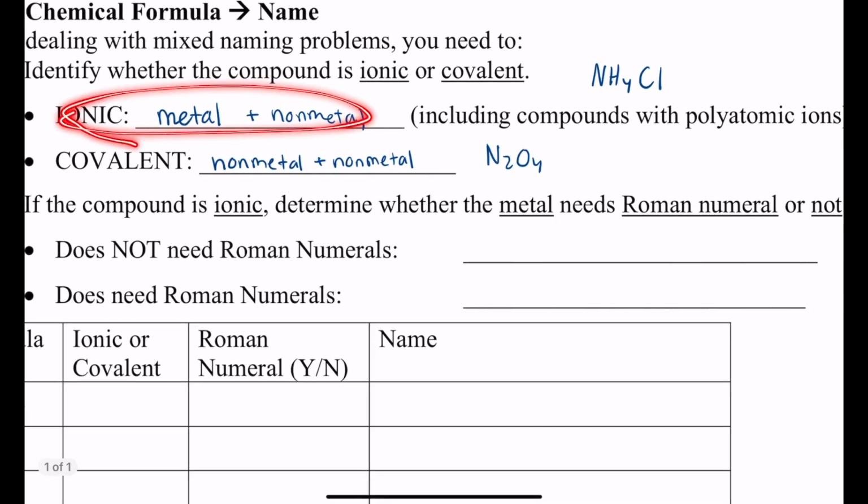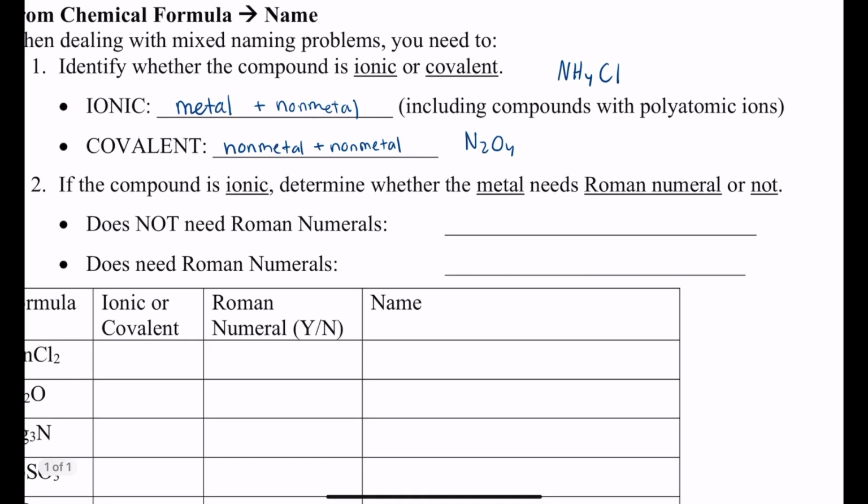If you end up having an ionic compound, you need to start thinking about, all right, how do I balance the charges? Do I have a Roman numeral? And then you can just name it simply if it doesn't need a Roman numeral. So things that don't need Roman numerals, you do need to memorize these to make this easier, unless your teacher gives them to you during the test.